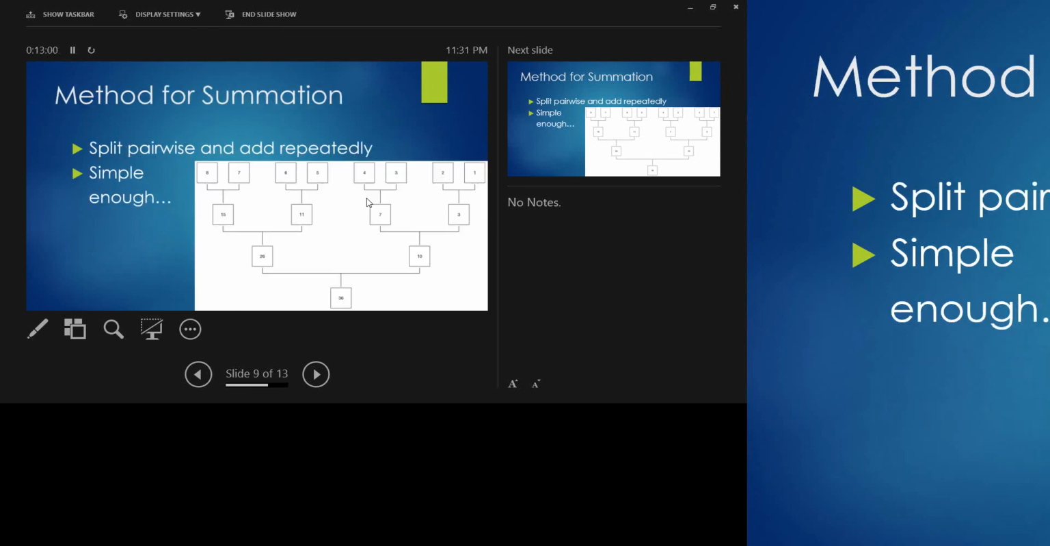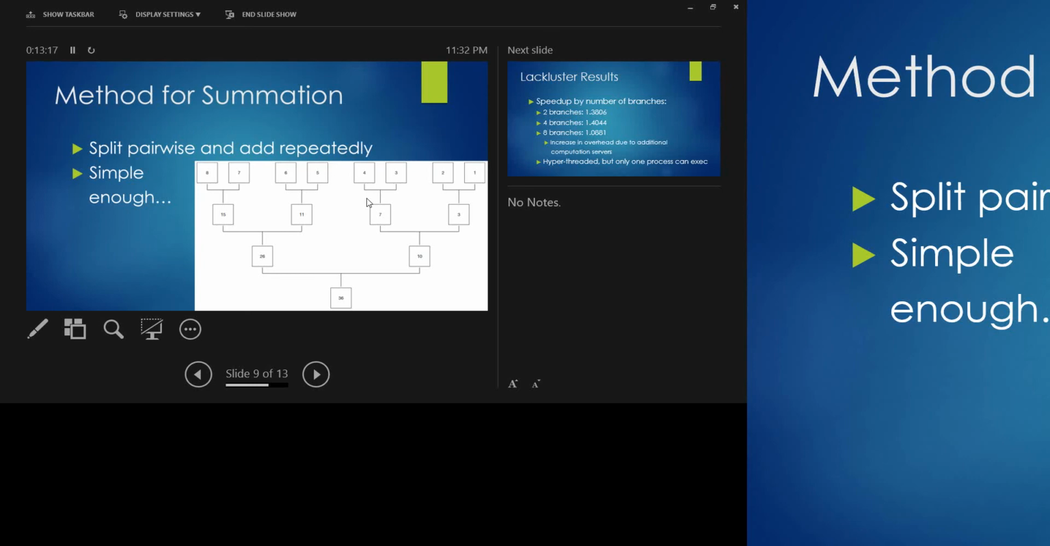Well, that's the point of this test. So for the summation method, it's going to be very similar to what we had seen in the previous diagram. We're just going to split each one pairwise in terms of following the data dependency graph, similar in that sense.